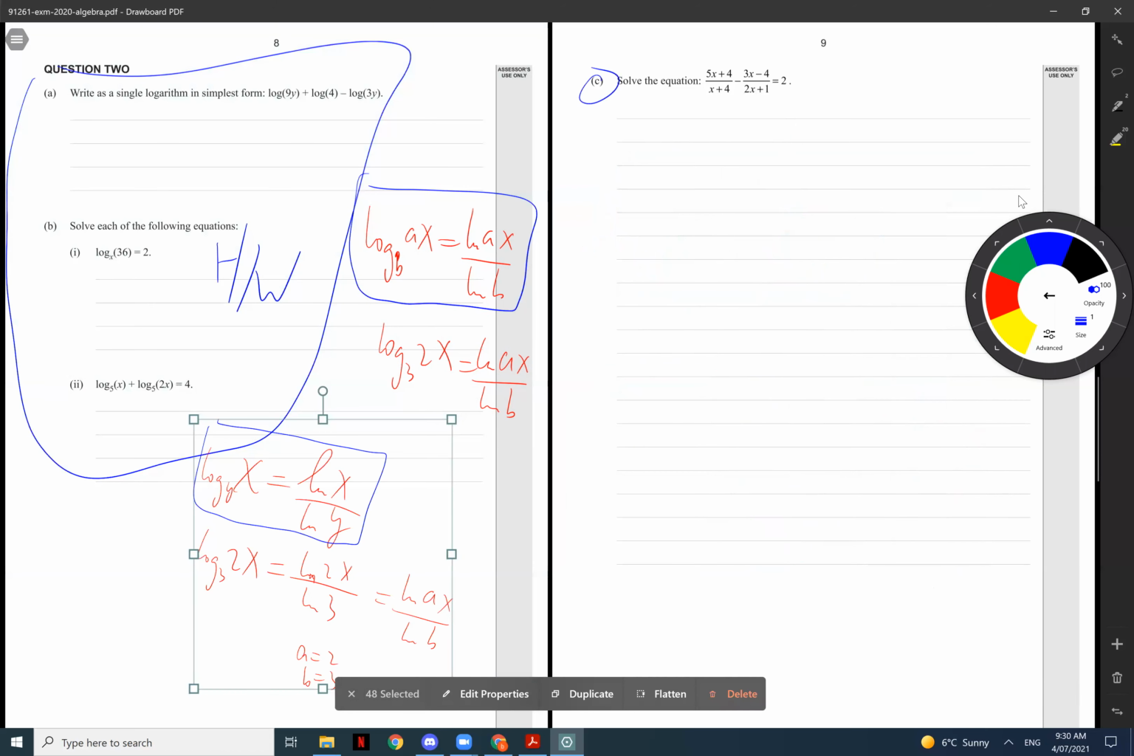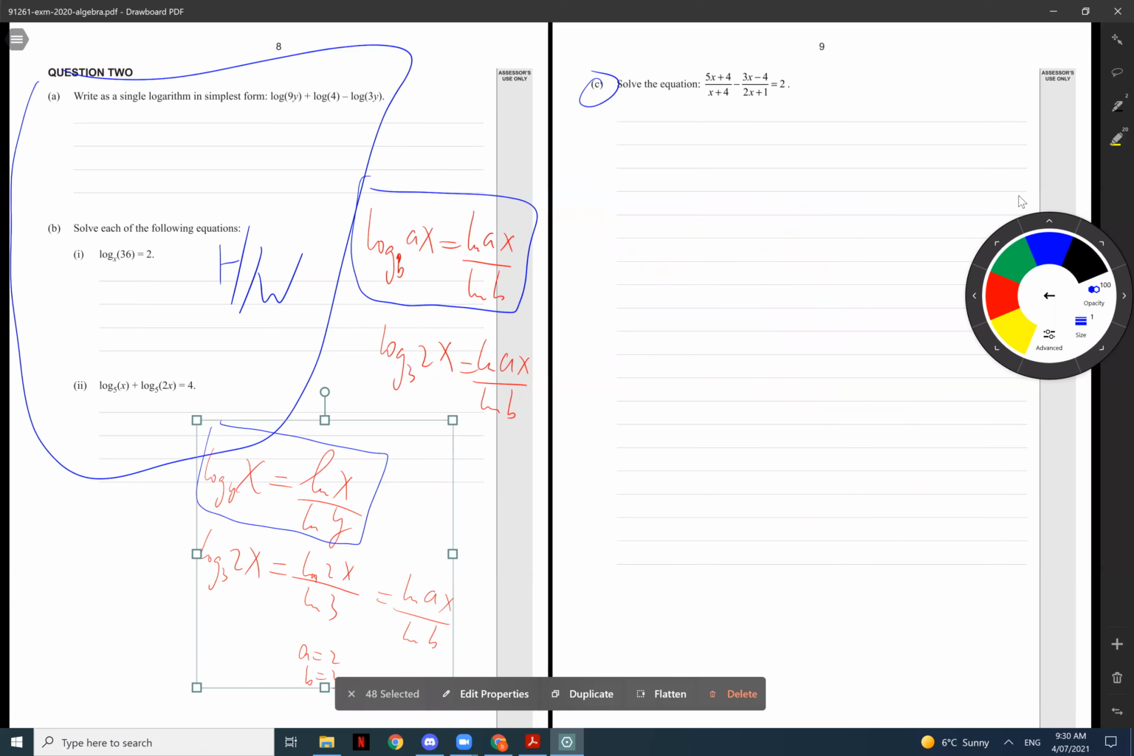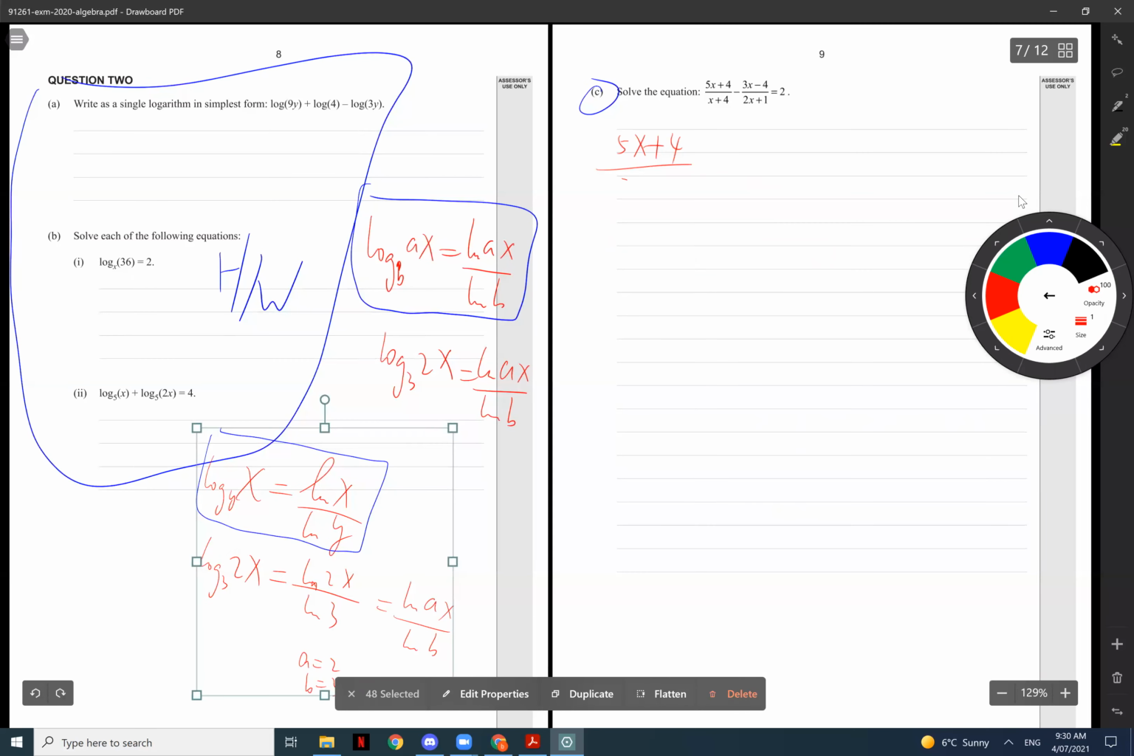Part C is a very good question. How do you solve fractional algebra? We prefer this method. Have a look. I hope you guys can try the first step like this: the whole thing times by the common denominator, so you can cancel the denominator.